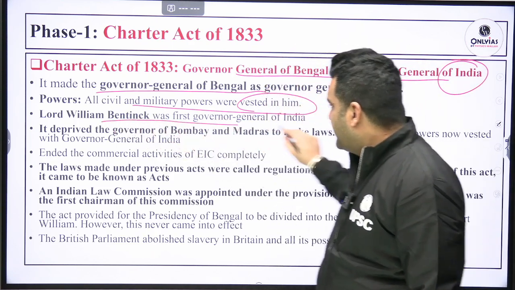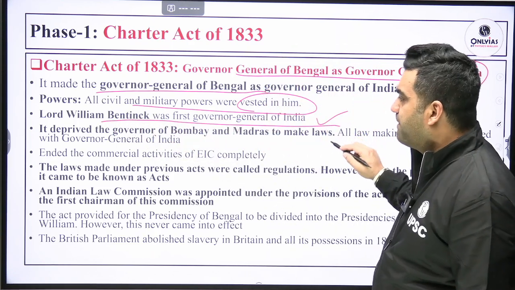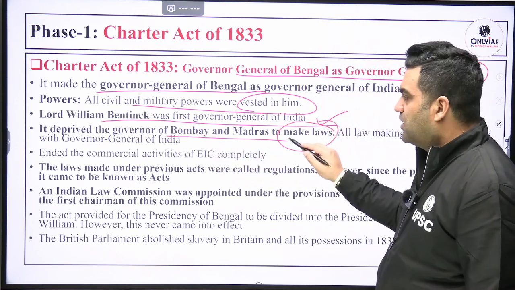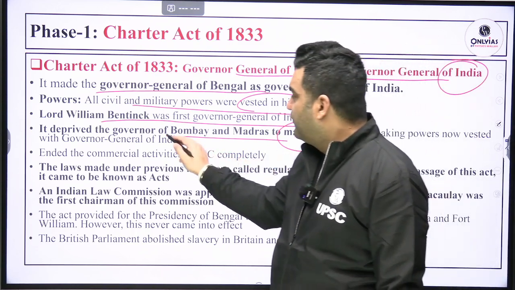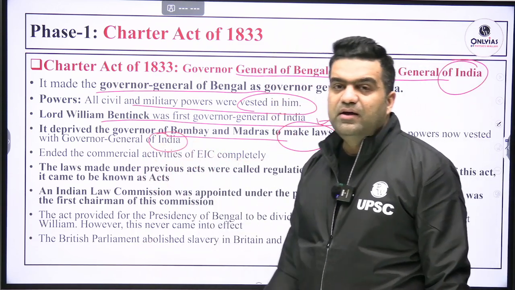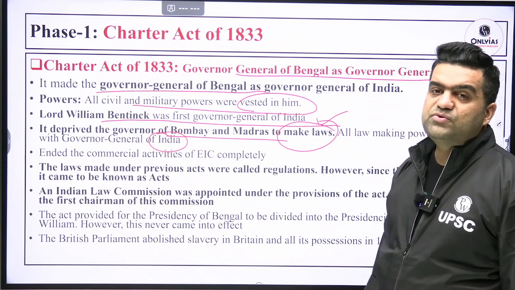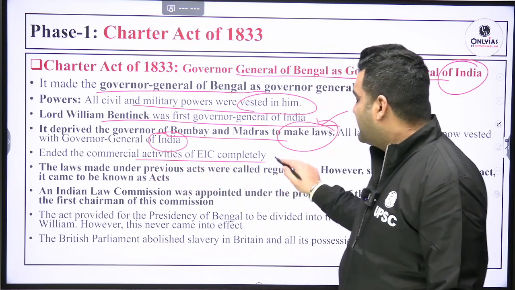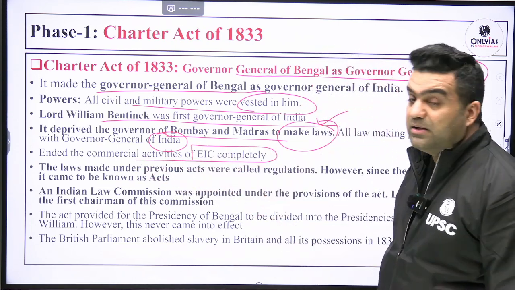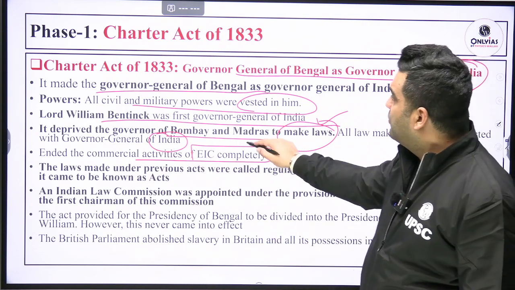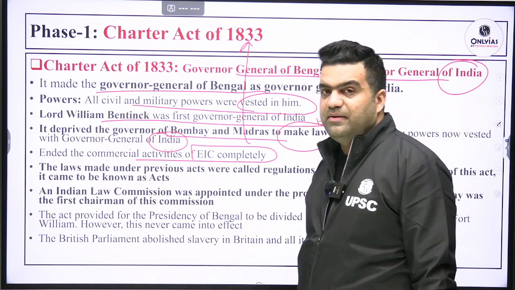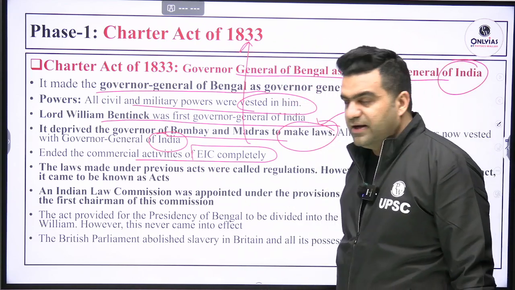Lord William Bentinck was the first Governor General of India. It deprived the Governor of Bombay and Madras to make laws. All the law making power would now be invested in the Governor General of India, the first one being Lord Bentinck. Okay, it completely ended the commercial activities of East India Company and took over the activities in its own hands. Who took over the control? British Parliament through Governor General of India.